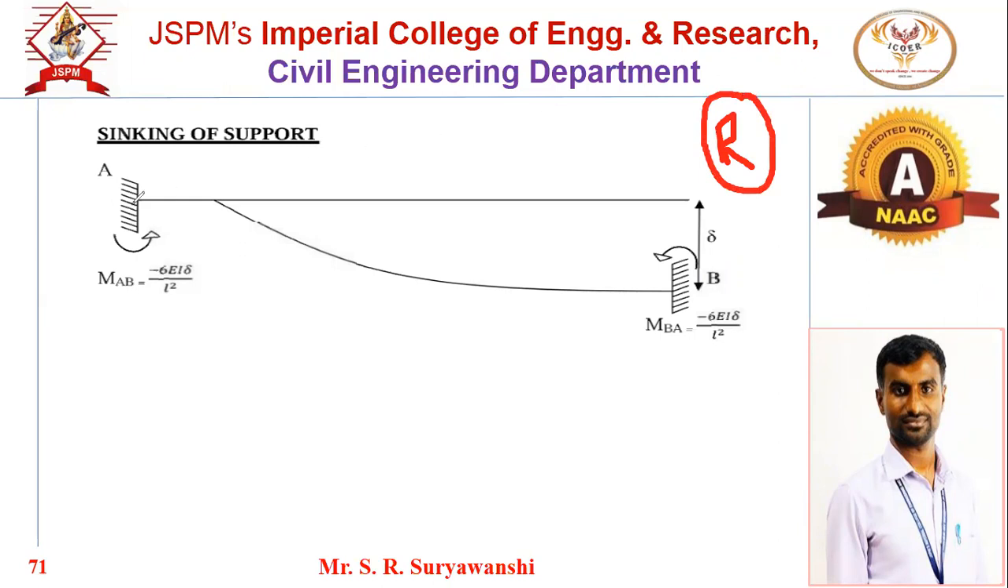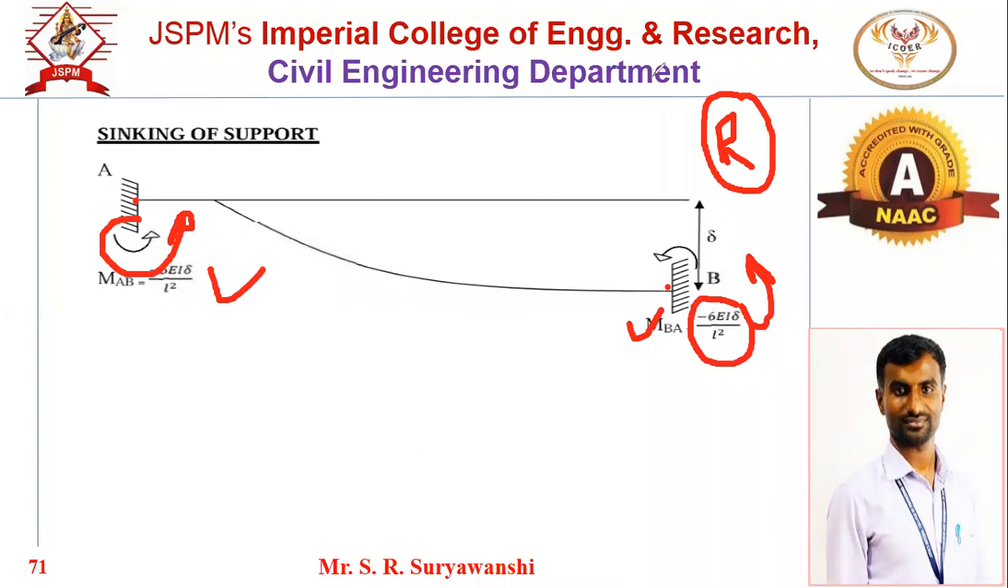In that case, at both the ends, at end A as well as at end B, the moment will be generated, and that moment will be no doubt 6 delta by L square, but the moment direction will be anti-clockwise at both the ends. As per our sign convention, clockwise is positive, so these moments are anti-clockwise. That's why minus 6 delta by L square at both the ends, the additional fixed end moment developed will be minus 6 delta by L square.